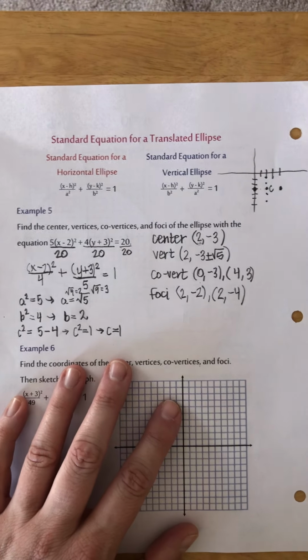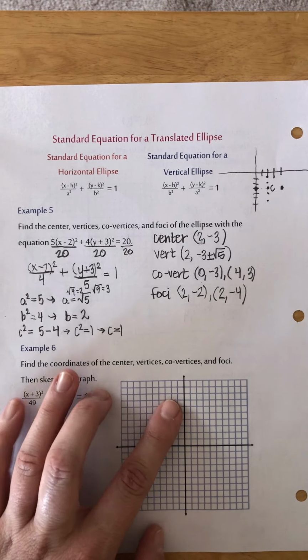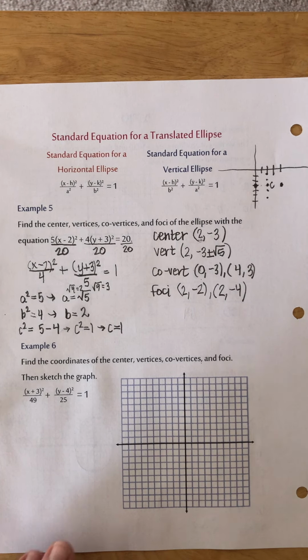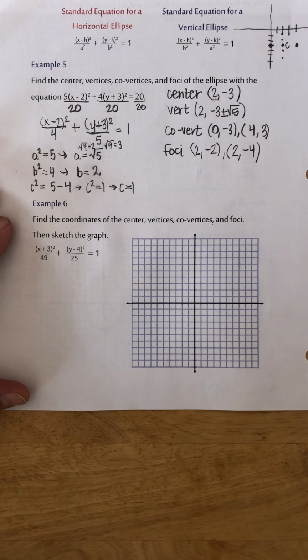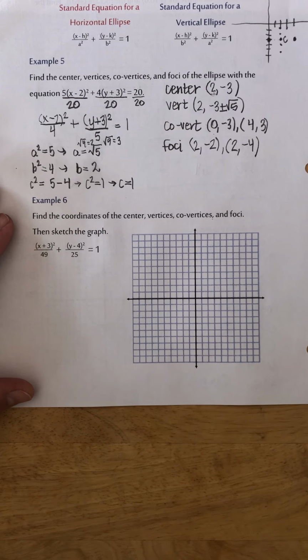So sometimes graphing for some people is easier. If you're comfortable with adding and subtracting and not having to draw a graph if not asked to, then that's okay as well. Okay, example 6. Here we go. We're going to do it all. We're going to come up with all the coordinates, and we're going to be graphing.